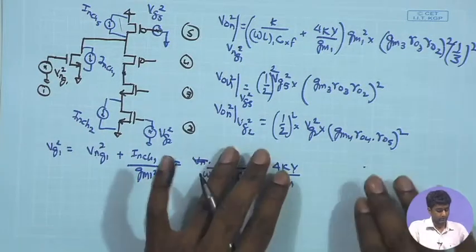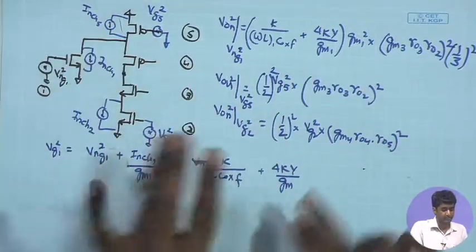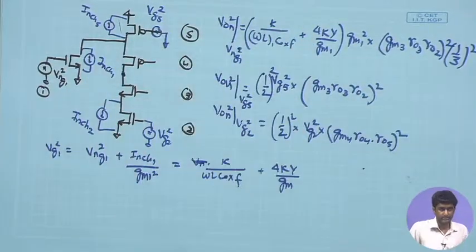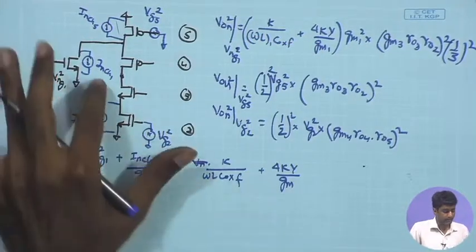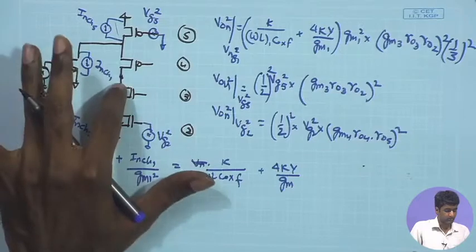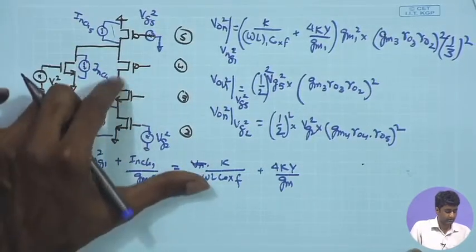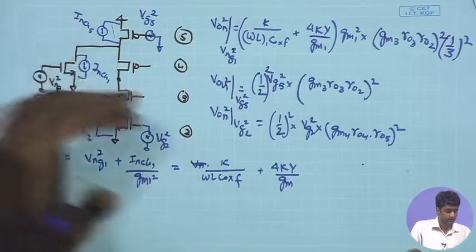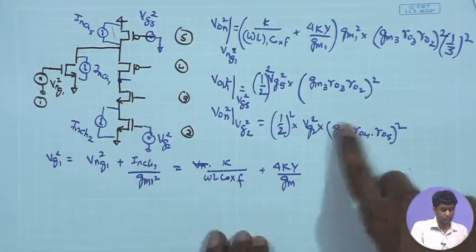Now, if I want to look at the input referred noise because of these 3 combinations, I need to divide all these 3 components by GM1 square times the RO3, the basically impedance looking downward from here, square. That is the gain from the input to the final output over here. That is what we need to do.